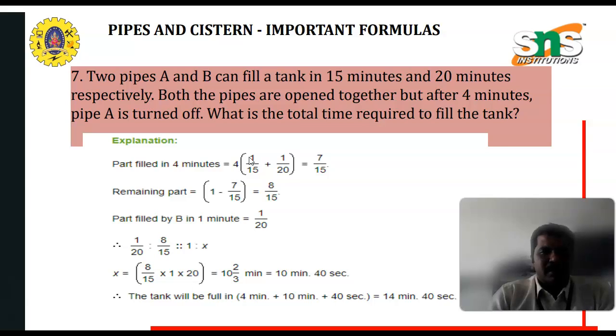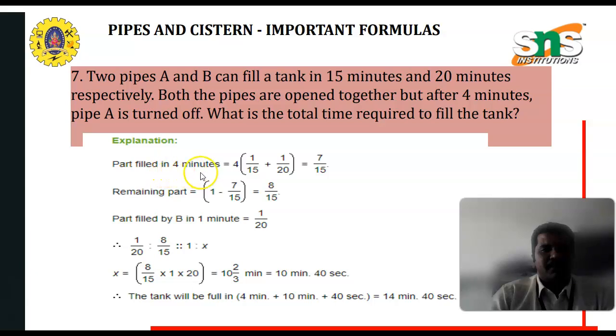So let us see the next question, the 7th question. Two pipes A and B can fill the tank in 15 minutes and 20 minutes respectively. Both the pipes are opened together, but after 4 minutes, pipe A is turned off. What is the total time required to fill the tank? Here A is 15 and B is 20 minutes respectively.